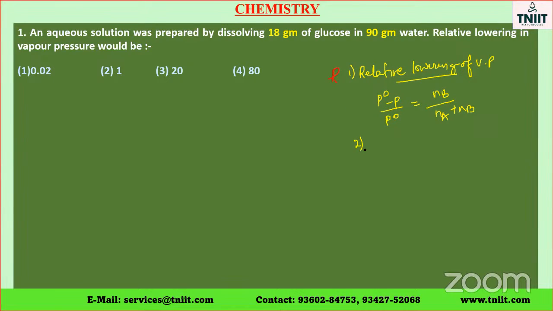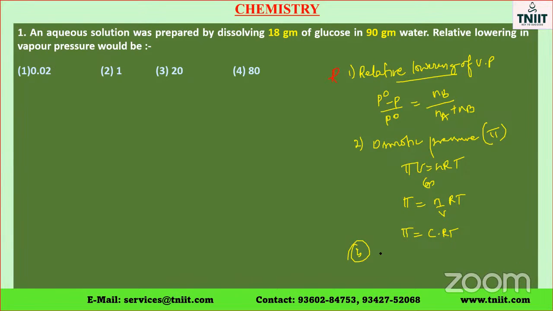The second colligative property we have is osmotic pressure. This osmotic pressure is represented by the letter pi. We know that pi V is equal to nRT, or we can write pi is equal to n by V RT, or we also can write pi is equal to C into RT. This is osmotic pressure.